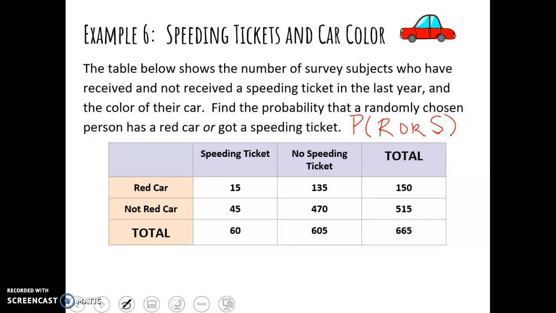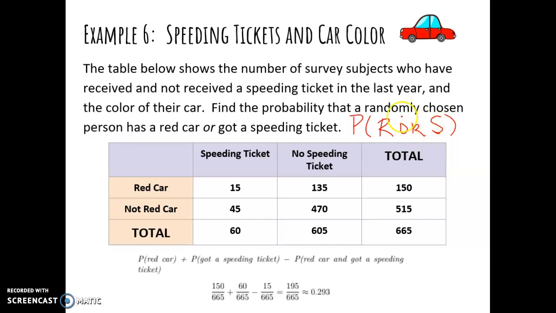So if we use the formula, we're going to find the probability of the red car, and then find the probability that they got a speeding ticket and subtract any overlap. So the probability of a red car is 150 out of 665. The probability of a speeding ticket is 60 out of 665, and the probability that they have a red car and got a speeding ticket, the overlap, is 15 out of 665. When you add and subtract that, you get 195 over 665, which is 0.293.